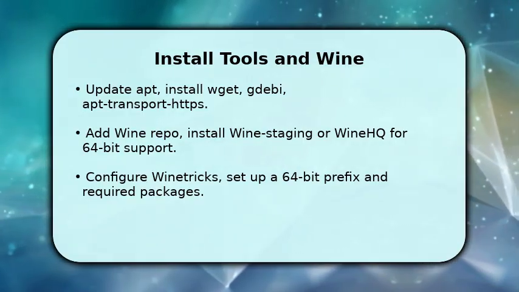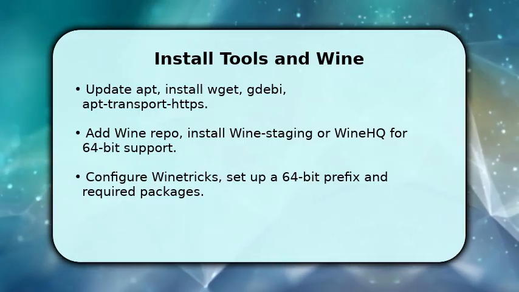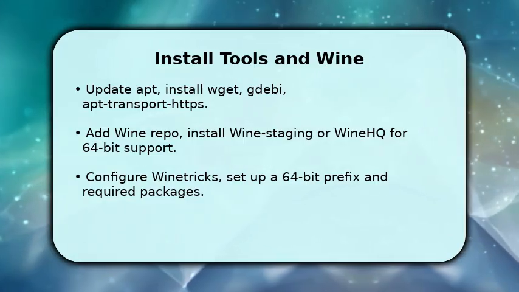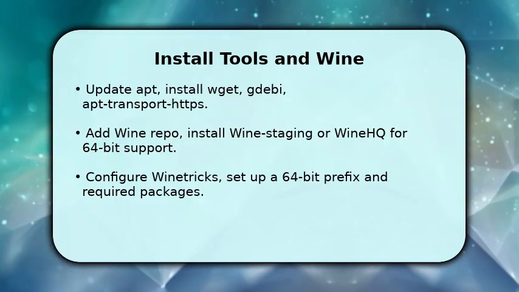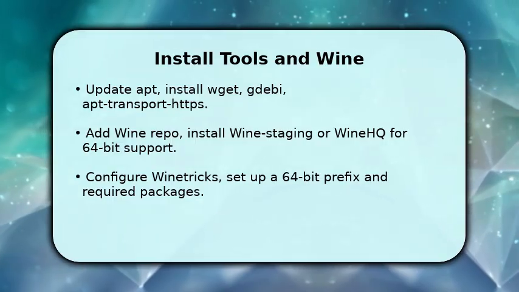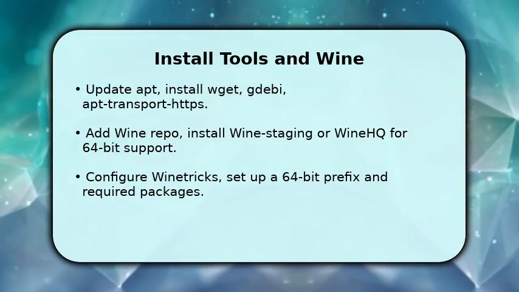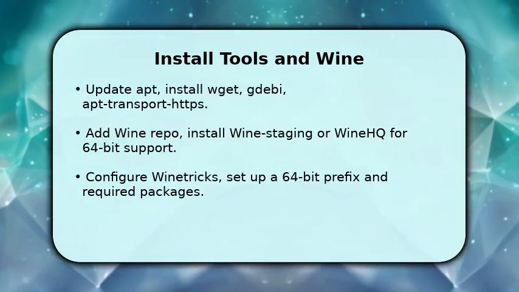After Wine is installed, run Winetricks to create a fresh 64-bit prefix and install dependencies like .NET and vcrun that the Microsoft Store needs. Make sure to follow prompts and accept any certificates so Wine is properly configured.